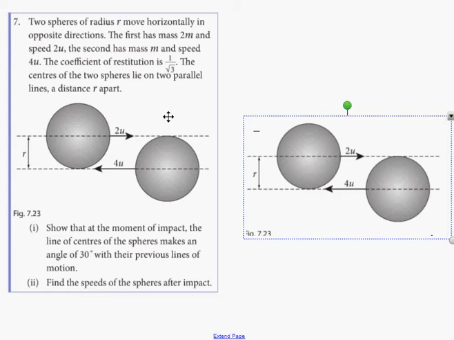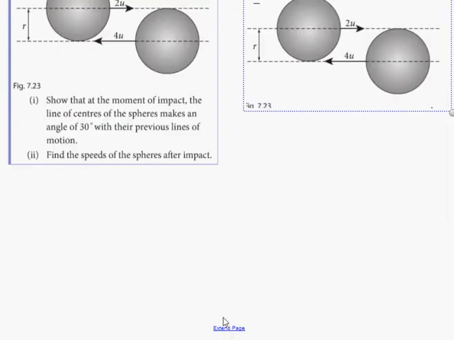The centres of the two spheres lie on parallel lines a distance r apart. Show that at the moment of impact, the line of centres of the spheres makes an angle of 30 degrees. Okay, so what I'm going to say is something like this.